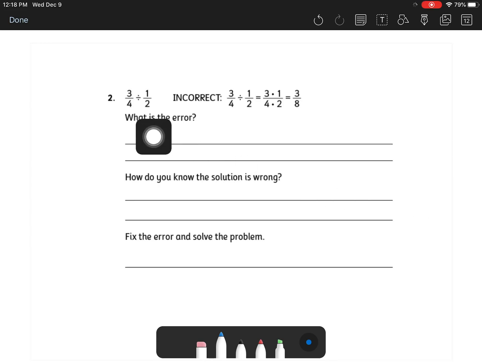Okay, and this one, okay, so we have 3/4 divided by 1/2, and you can see they mixed up multiplication and division, because in this one they did not flip it, and it's a division problem, so the 1/2 should have flipped over to 2/1, right? So the error was they did not flip the fraction.